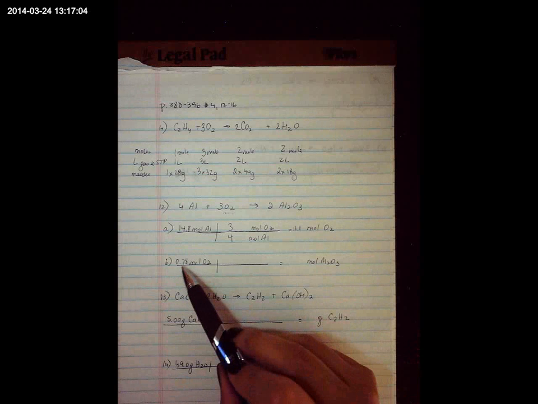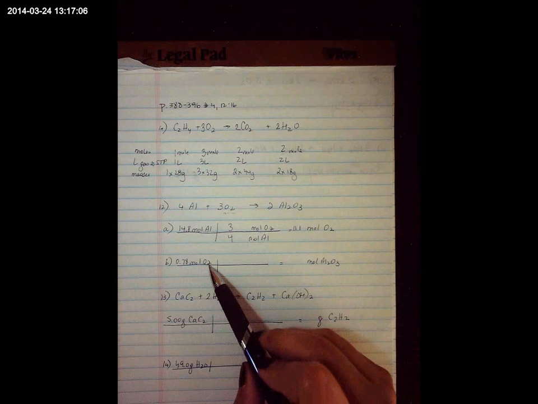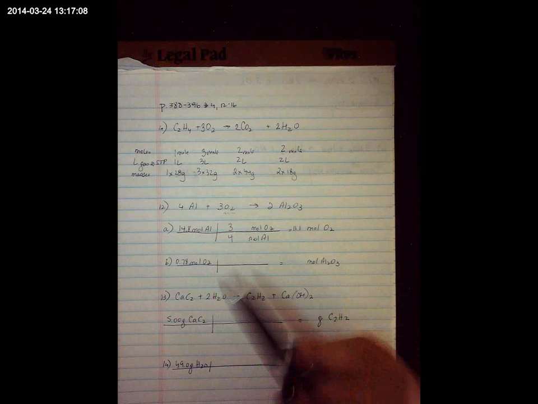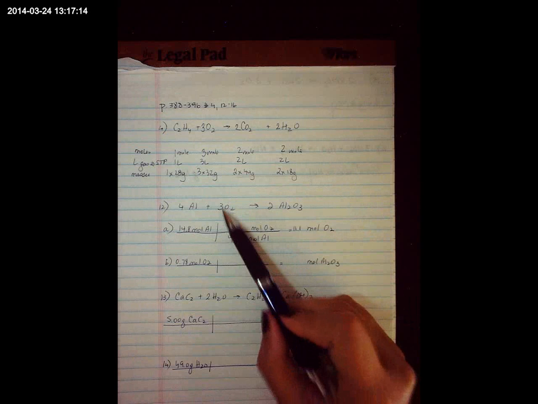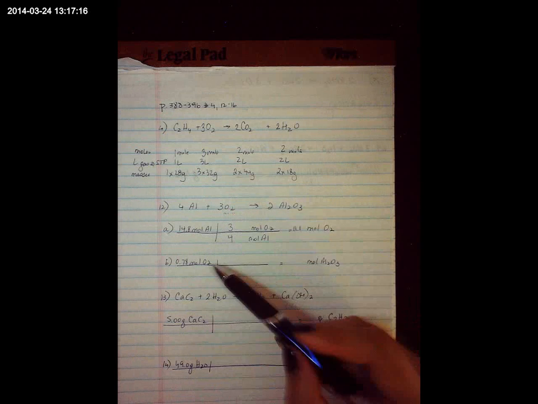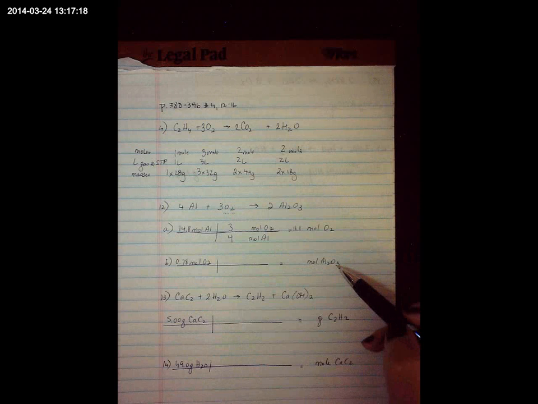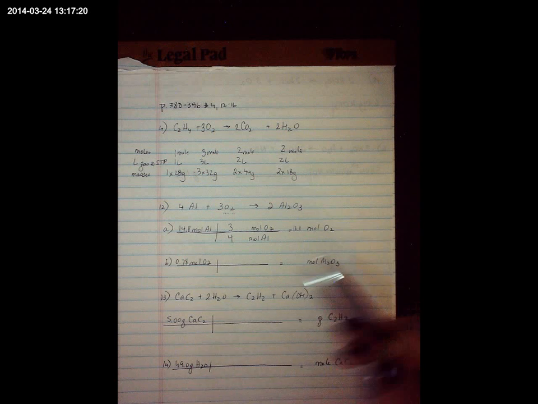For question B, they tell me that I'm starting with 78 moles of oxygen, and again I wrote O2, not just O, because oxygen in the equation is written O2. I have to stay consistent with the way the compounds are written in the equation. They want me to figure out how many moles of aluminum oxide you would make if you started out with that many moles of O2.